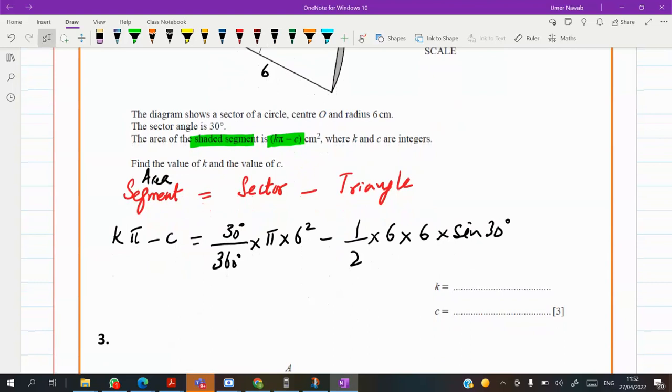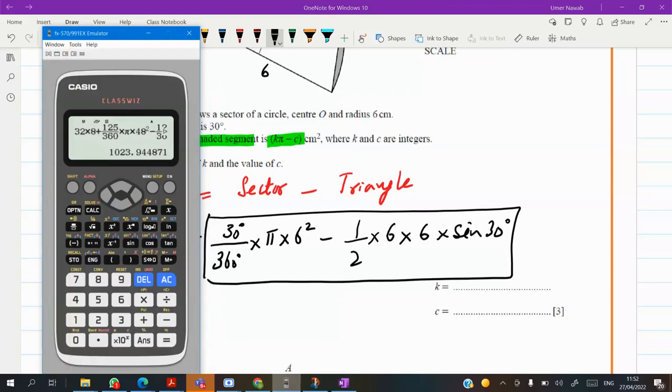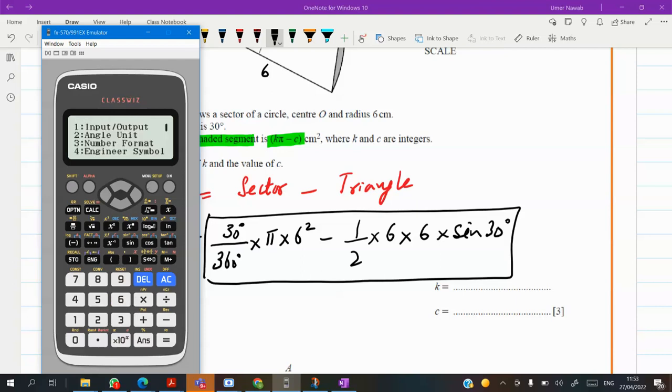So let's try, boys, to find this answer from a calculator. 30 over 360 times pi times 6 squared minus half times 6 times 6 times sine 30, right? Be careful, guys, your calculator has to be in degree mode, because I was using radian mode before, so I converted into degree. Now we are ready to get the answer.